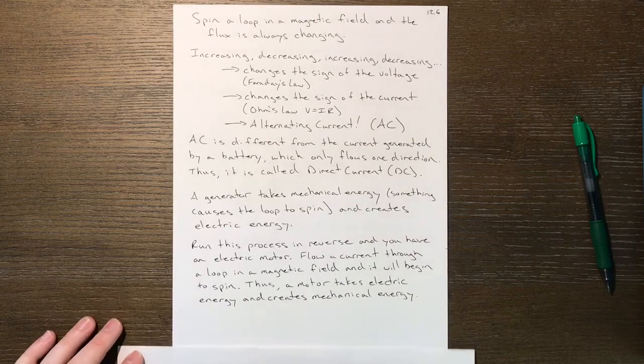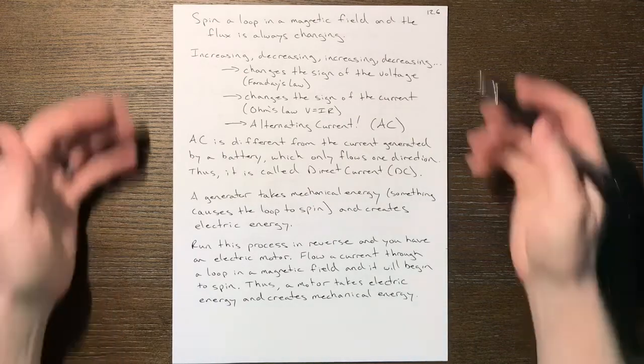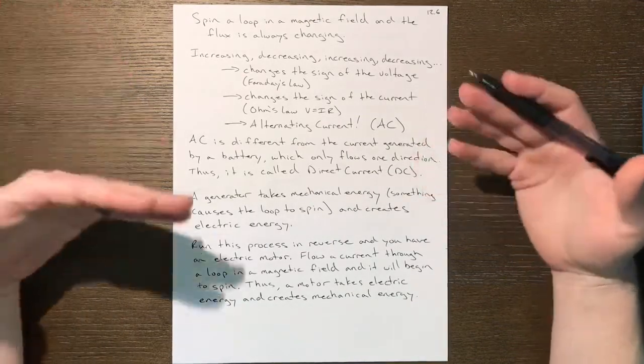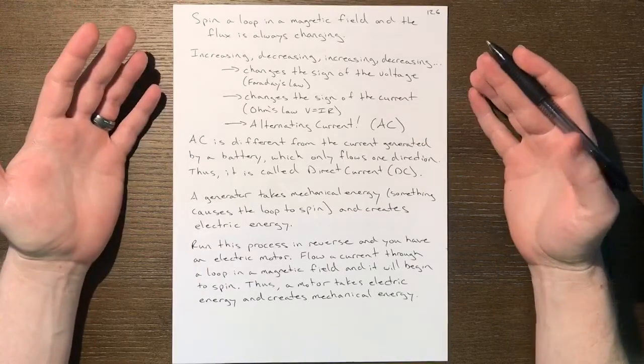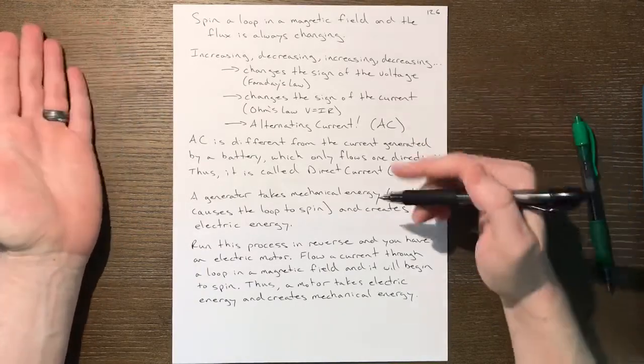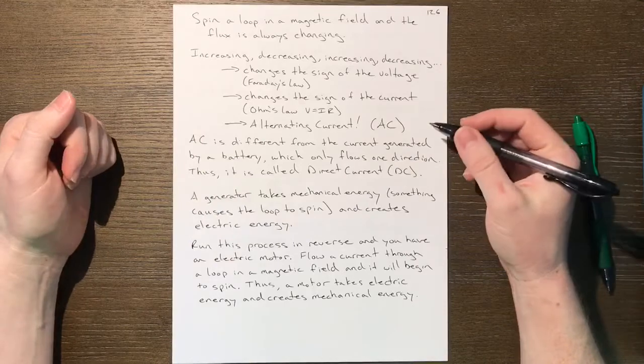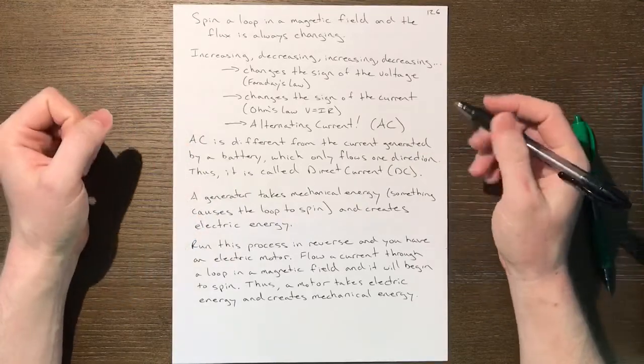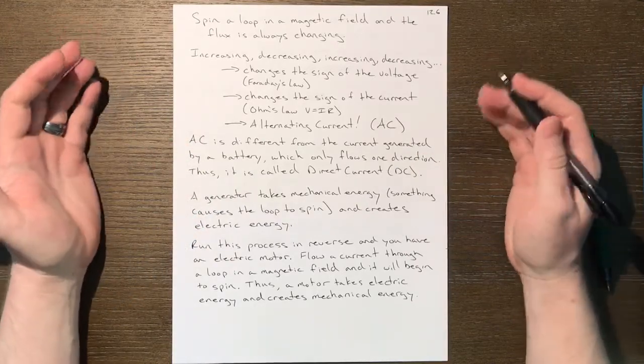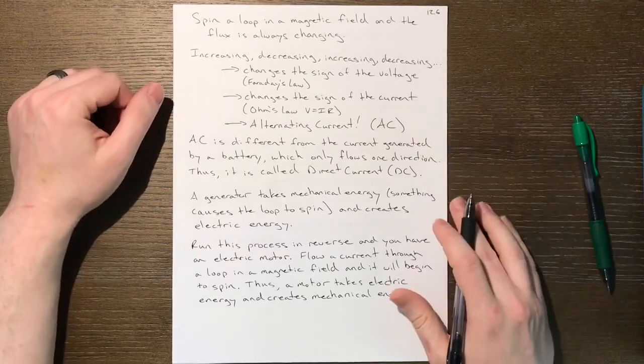Thus, a motor takes electric energy and creates mechanical energy. There's a nice sort of symmetry here. A generator takes mechanical energy, creates electric energy, or we could run the whole thing backwards, and it's a motor. We take electric energy and produce mechanical energy.